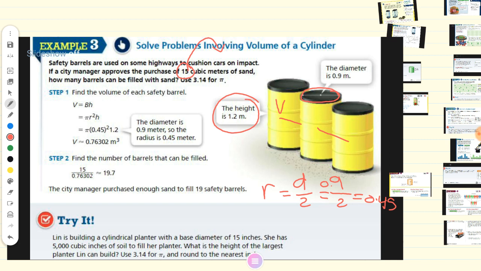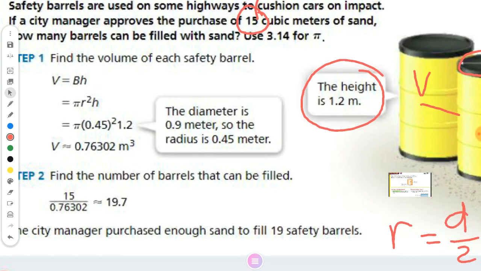After we substitute, we have V equals pi, and he said to use pi as 3.14. So instead of pi, I will write 3.14 multiply r, which equals 0.45 squared, multiply H, which is 1.2. Multiply them together, and you will find the volume equals this number, 0.76302 and so on.